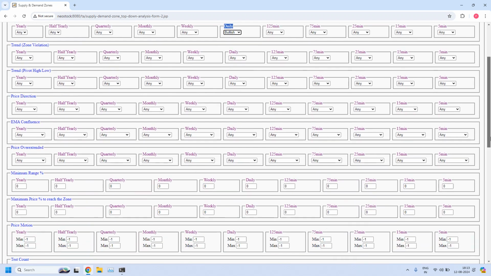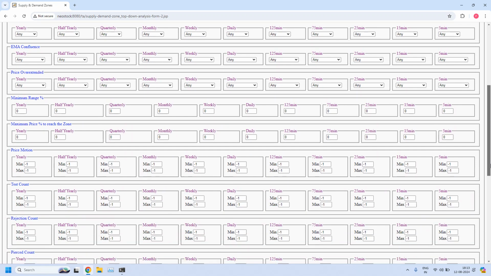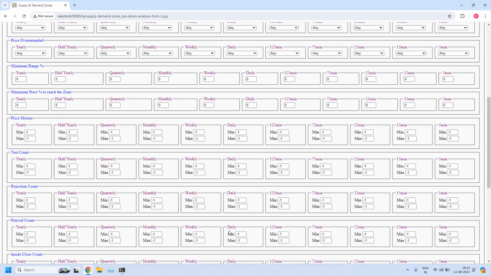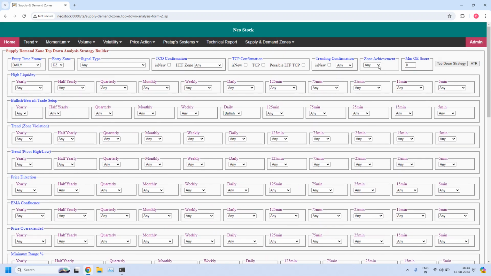Zone should not be pierced. So that's why pierced count on daily time frame, I am setting minimum value 0, maximum value 0, and zone achievement is a violated opposing zone. Minimum order enhancer score 12. All the three filters are applied to daily demand zone. I am generating the report.